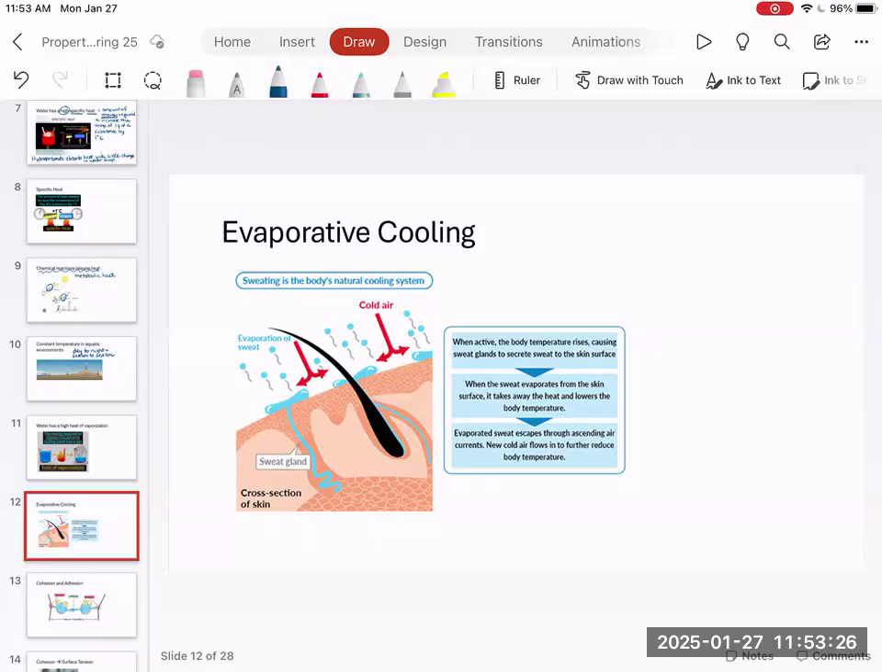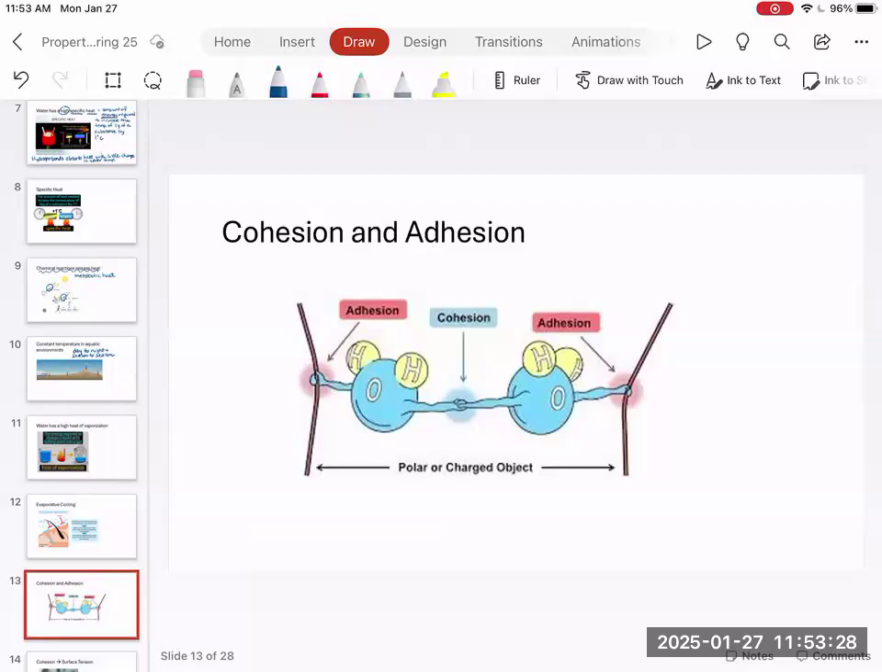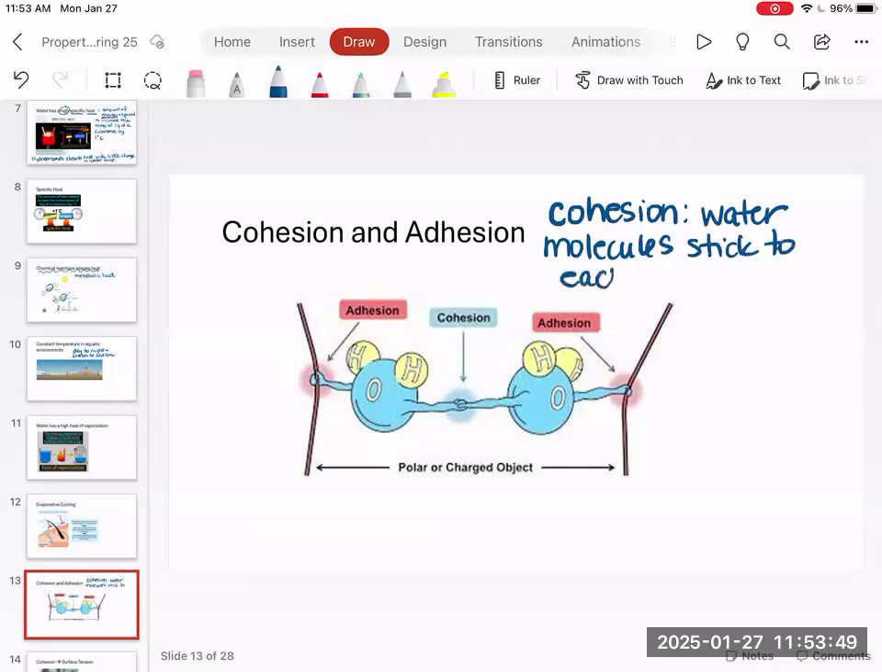Property number two, cohesion and adhesion. A couple of important definitions here. The first one is cohesion. And cohesion basically means water molecules stick to each other. And you can see those two water molecules holding hands there through cohesion. And again, this is due to hydrogen bonding.